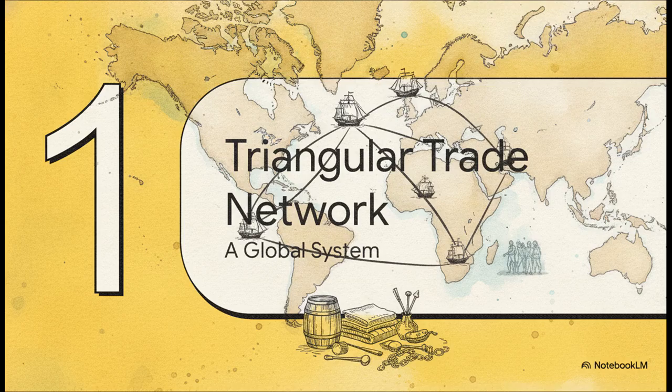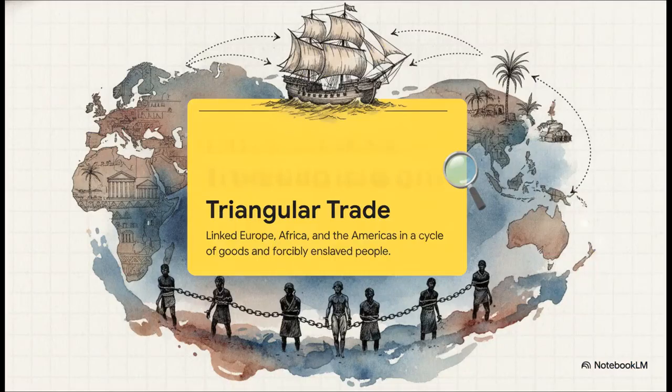To really get our heads around this, we need to zoom out and look at the vast geography involved. The triangular trade was this massive, brutal network connecting 3 very different parts of the globe: Europe, Africa, and the Americas, and it operated in a continuous, devastating cycle. We have to remember, this system didn't just move goods around, it forcibly moved millions of people. And while this trade definitely fueled global economies and created immense wealth for some, the consequences were just devastating. We're talking about entire cultures disrupted, families completely torn apart, and generations subjected to the absolute horrors of slavery.